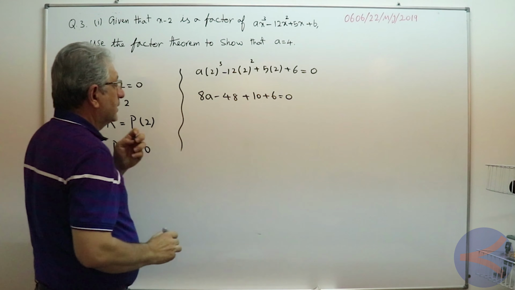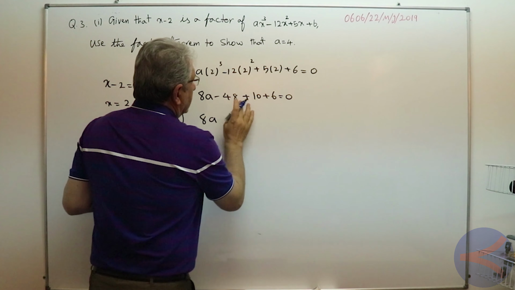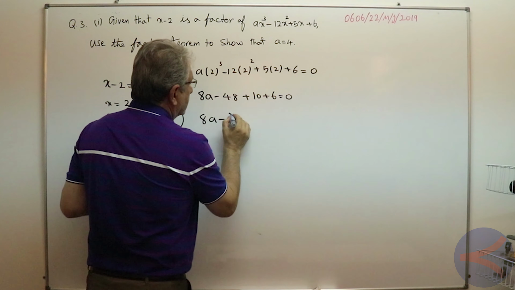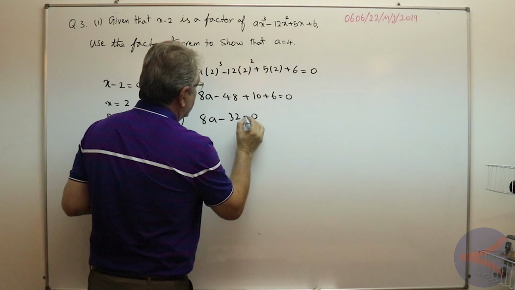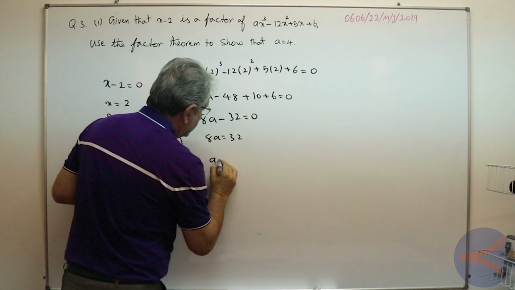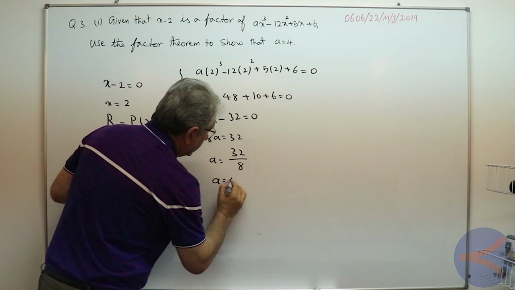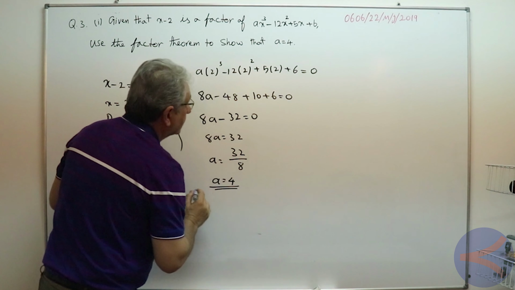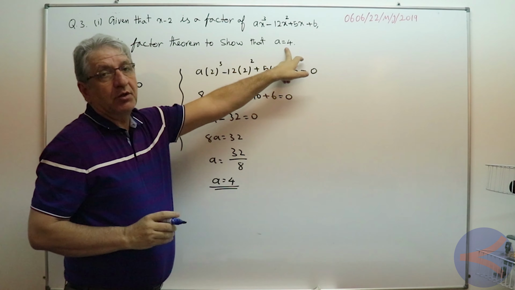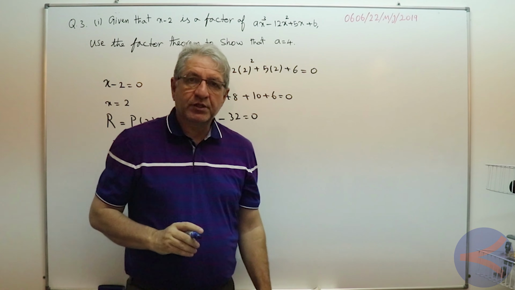Now simplify. This is 8a minus 32 is equal to 0, therefore 8a is equal to 32, therefore a is equal to 32 over 8, which is a is equal to 4. Therefore, the first part of the question we have done. So we have shown that a is equal to 4. Now we are going to do the second part of this question.